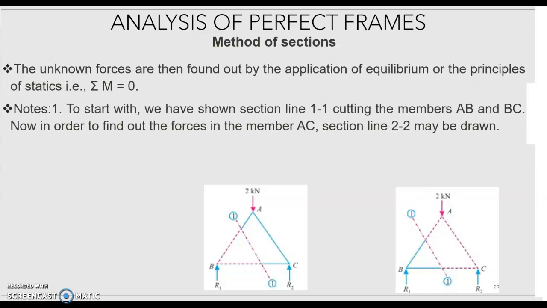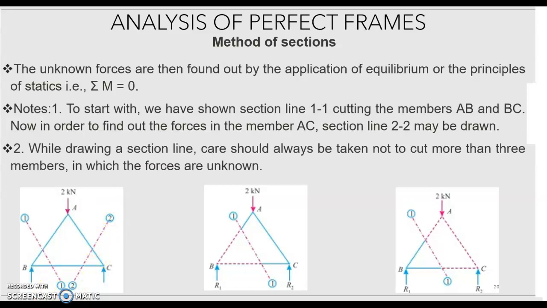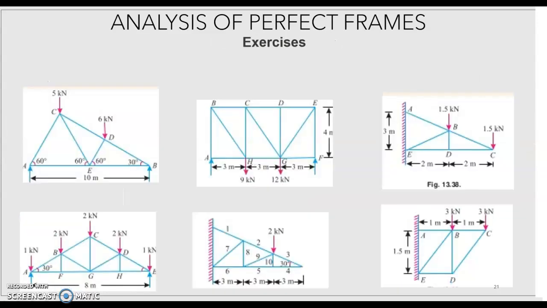To start with, section 1 cuts members AB and BC, and if we need to find the force in member AC, section 2 is taken. While drawing the sections, care should be taken not to cut more than 3 members, because only three equations are available, so the number of members cut cannot be more than 3. Some exercises. Thank you.